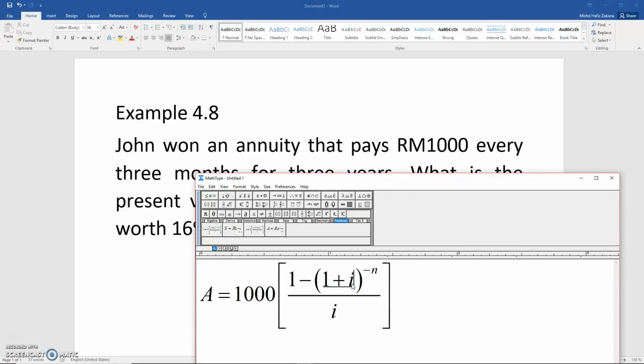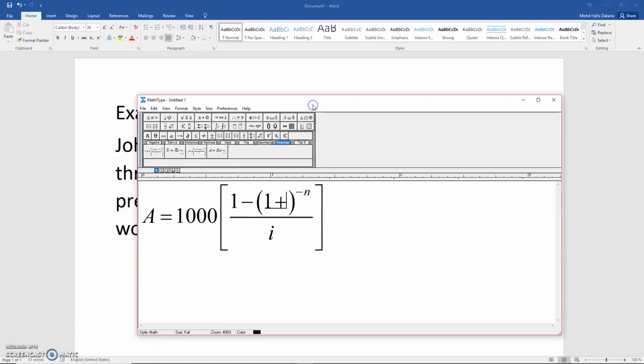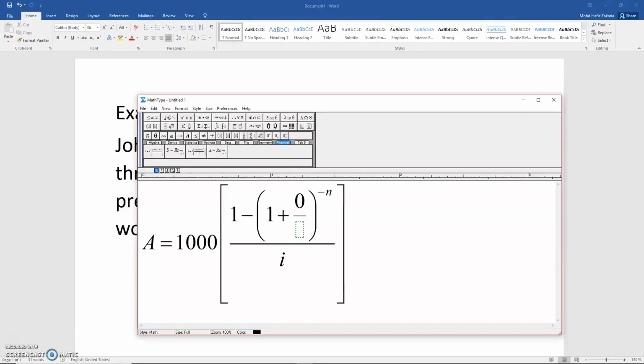And the I, which is the periodic rate, is actually 16% compounded quarterly. So basically 16% compounded quarterly means in 1 year 4 times, okay, for 3 years, which means 4 times 3 years, which is 12. The same goes for this I, 16 over 4.